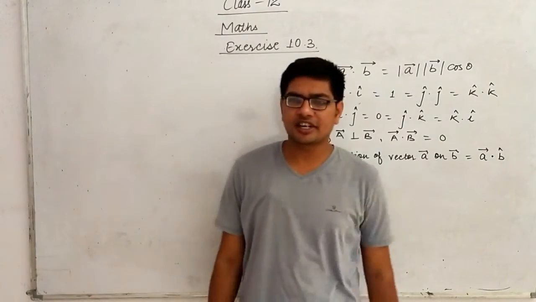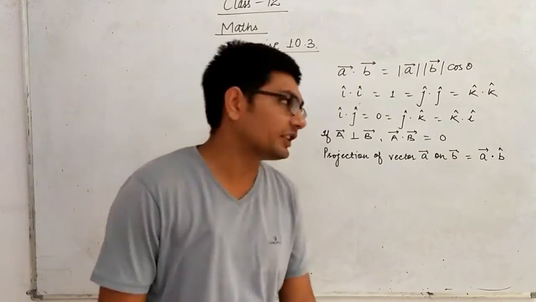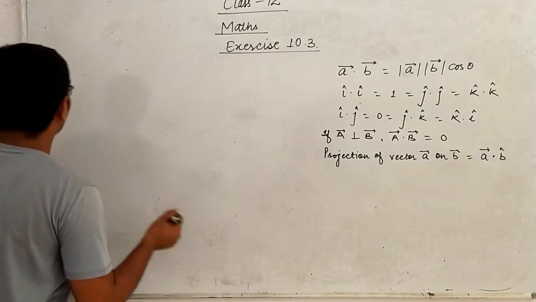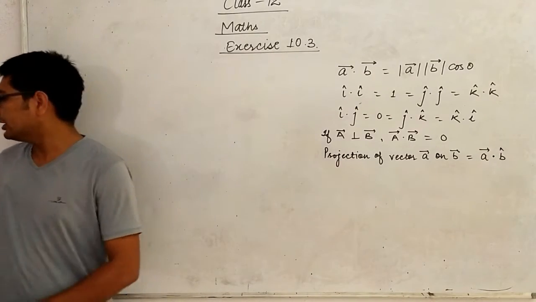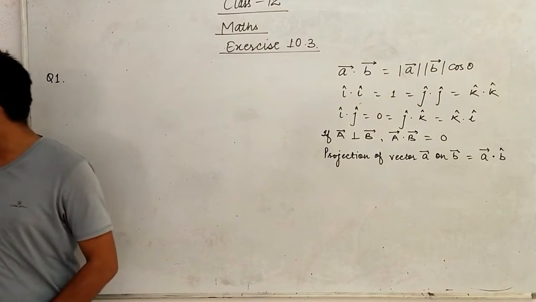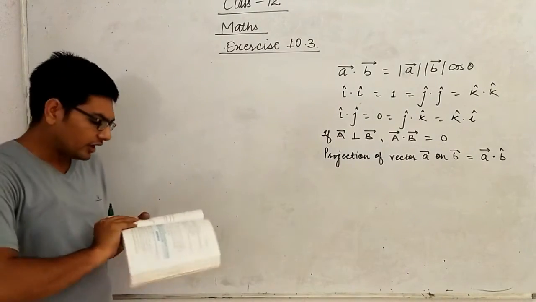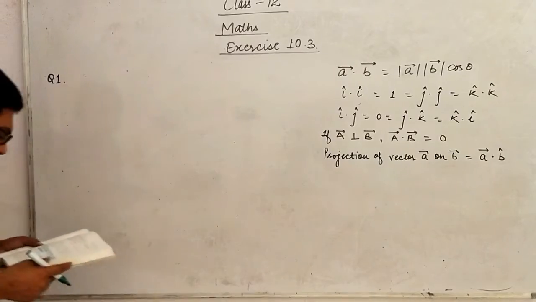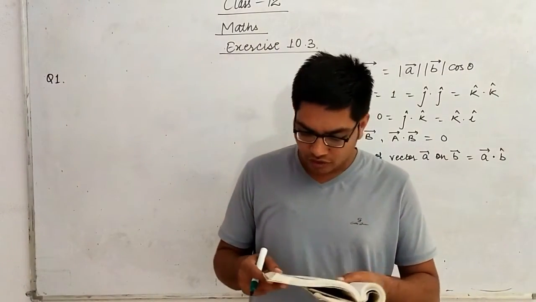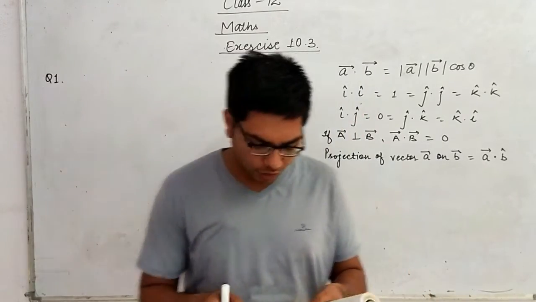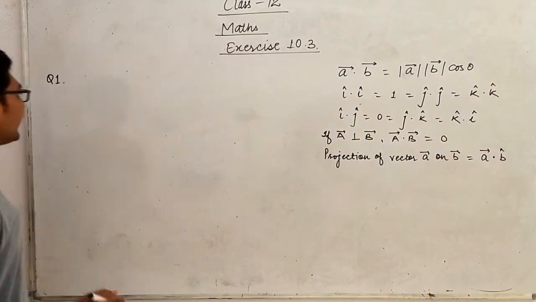So let us start with exercise 10.3. Question number 1. What is question number 1? Let us see it from the NCERT textbook. In question number 1, students, we are supposed to find the angle between vector A and vector B, whose magnitudes are given and the dot product is given. What is it asking us?